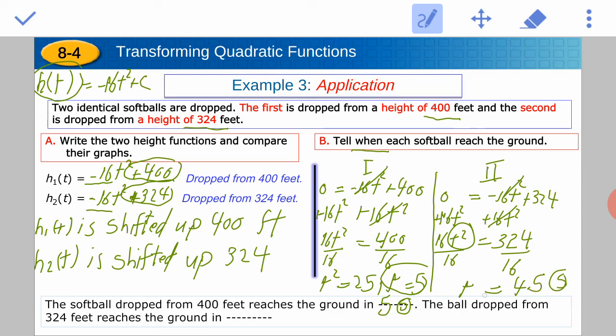Yes, so the ball dropped from 324 feet reaches the ground in 4.5 seconds. Guys, it does make sense. The one that dropped from 400 took longer time than the one that dropped from 324 to reach the ground.